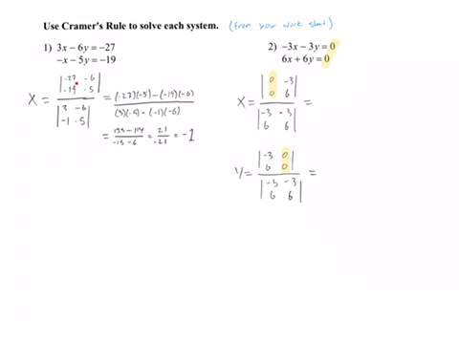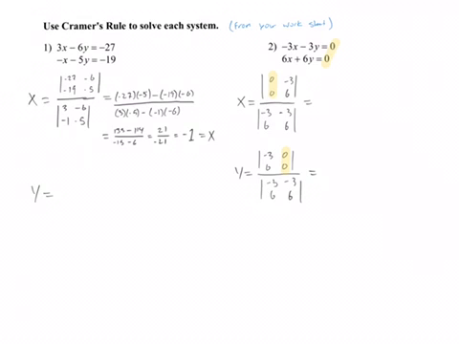Alright, so you just say -27 times -5 minus -19 times -6, over 3 times -5 minus -1 times -6. Simplifying those down, you get 21 over -21, which is equal to -1. So that's my x value. That's what x is equal to.